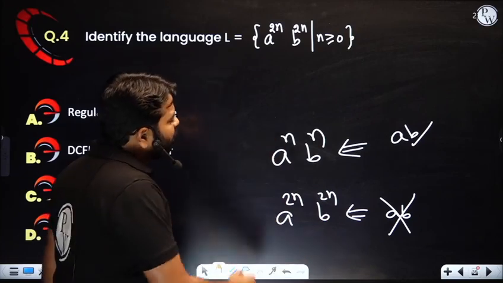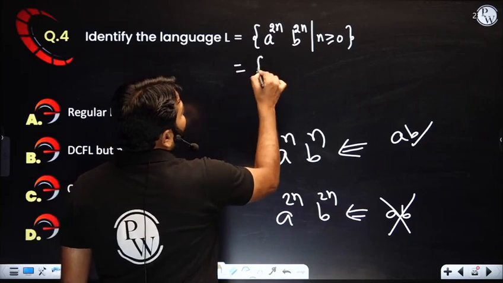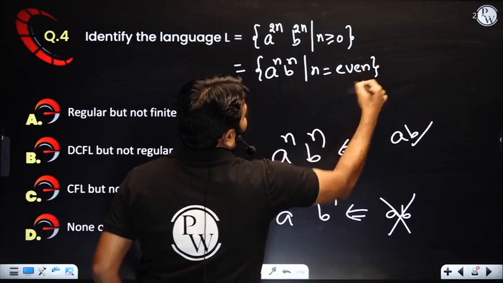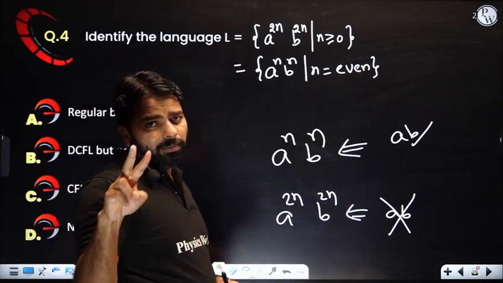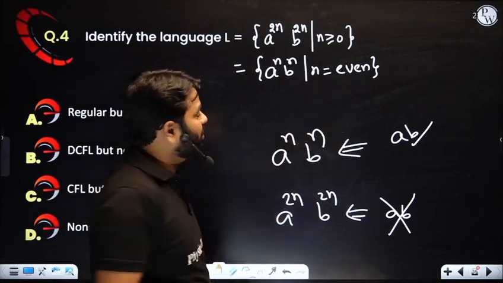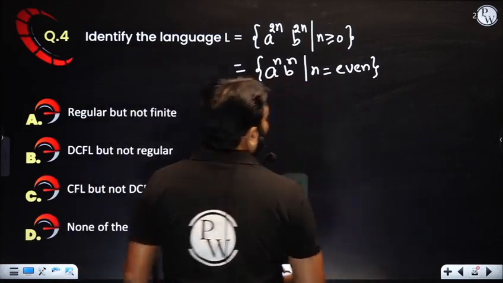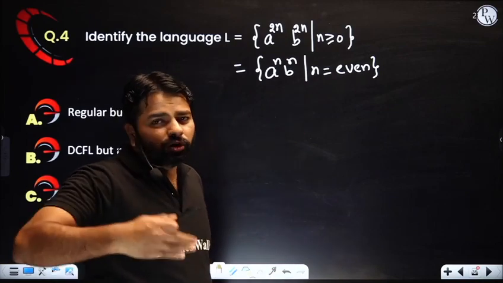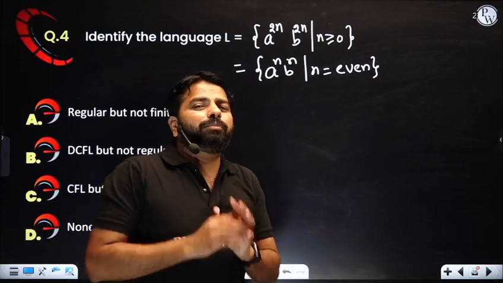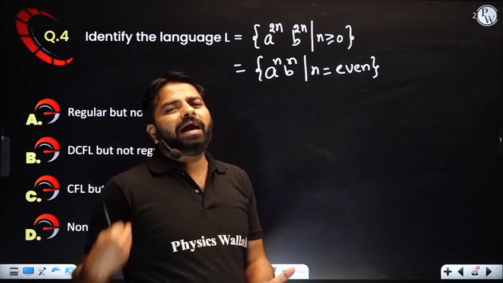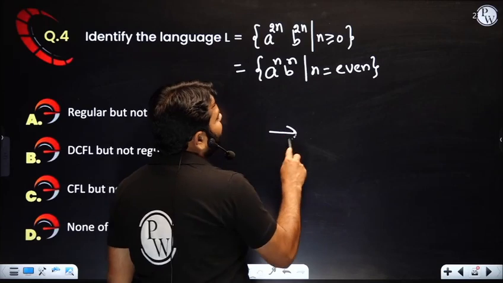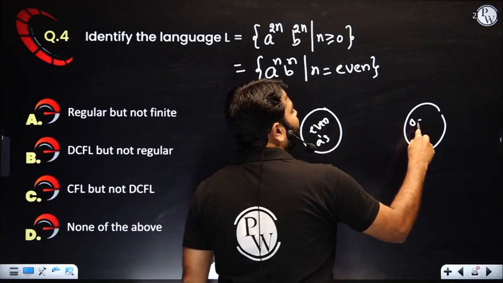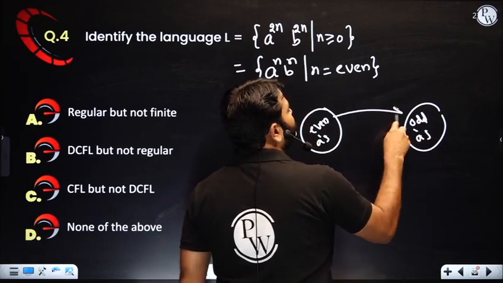If you want to write the same form, this is equal to A power n, B power n, such that n is even. Both should be equal, but the count should be even. Now, how do you do that? How do you guarantee it is even? While pushing, I'll guarantee that I'm pushing an even number of A's, so that while popping I don't need to check. So you just maintain two states. This is even A's, this is odd A's. And now the same, you push every A.